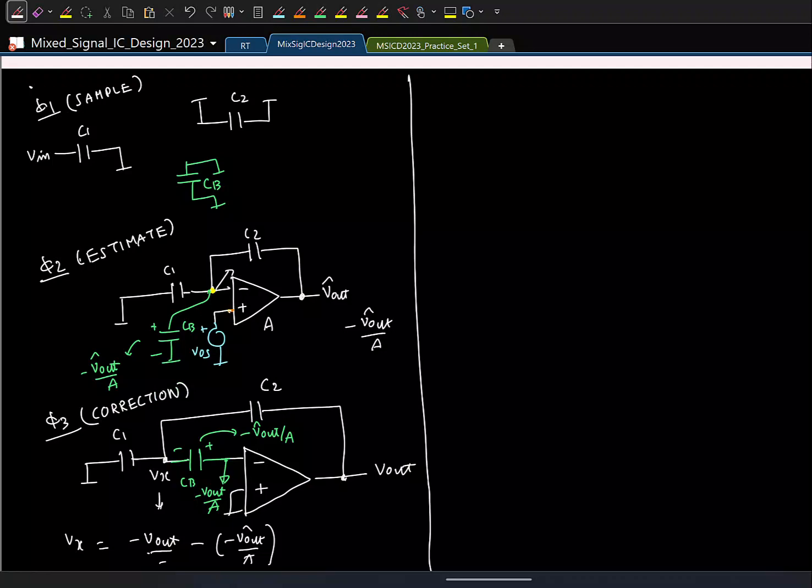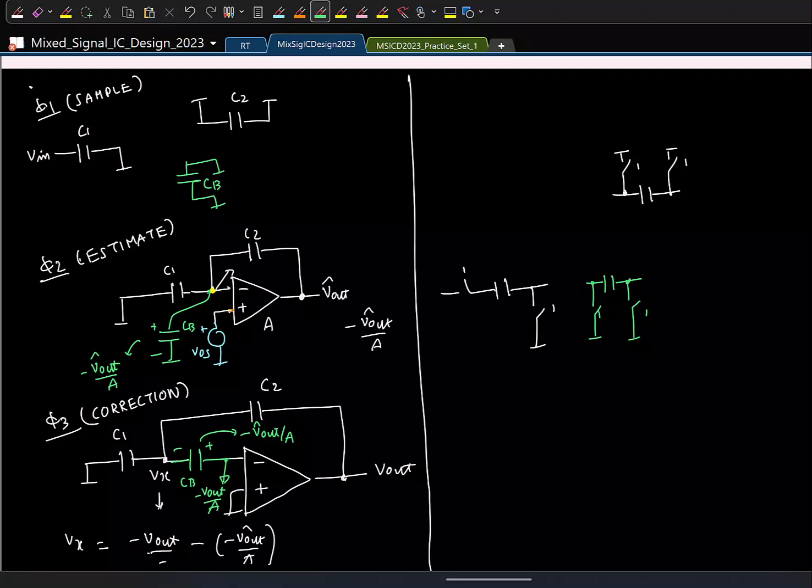So let's draw the circuit. In phase phi 1, I'll draw slightly down. The capacitor C1 samples the input. Done. C2 is reset. Done. And CB is also reset. So let us say CB finally will be connected like this. So I'll draw it like this.